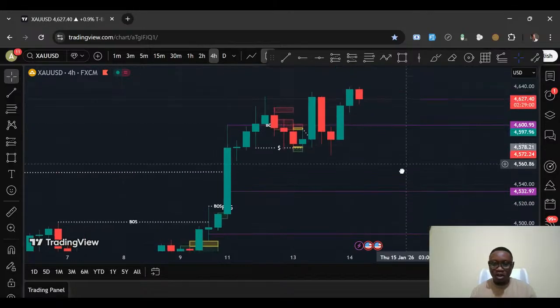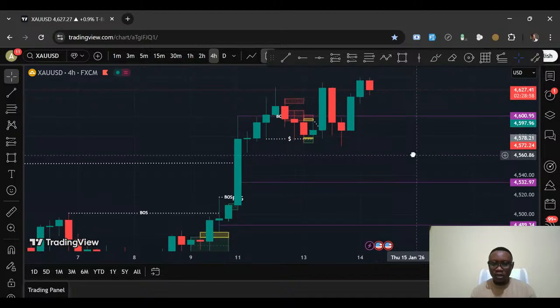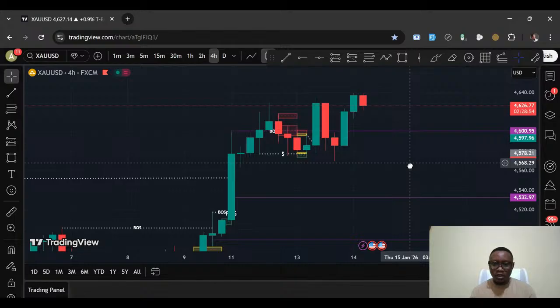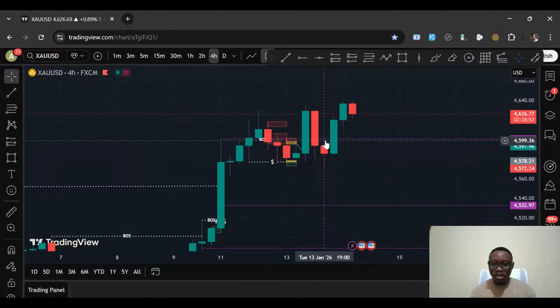So I'm on the 4-hour time frame. Okay, I think I'm seeing an opportunity here. So this is my order block zone. The most recent I can see, we have this. Let's mark it out.